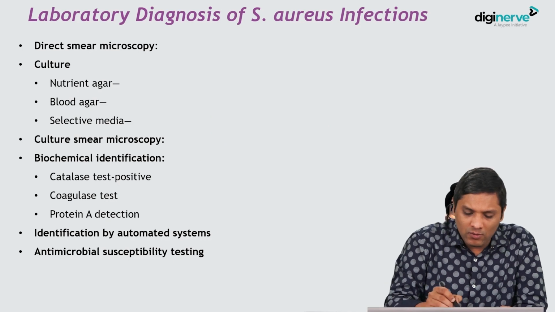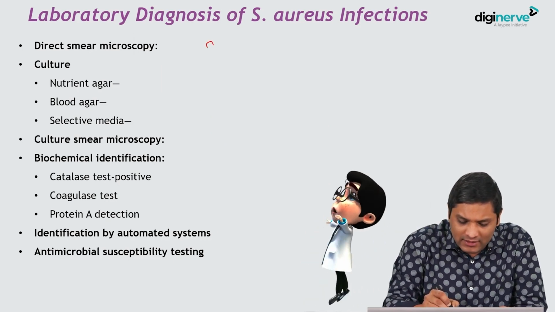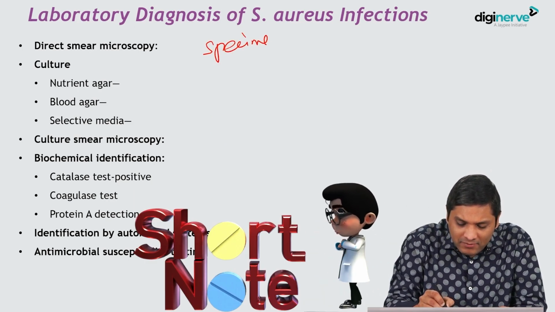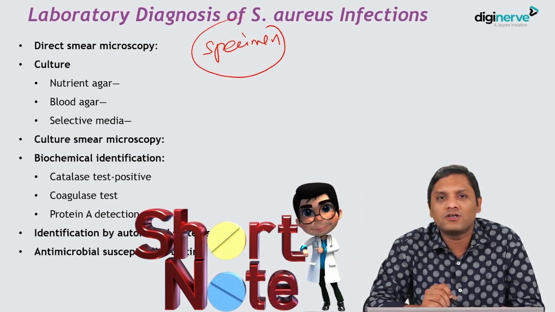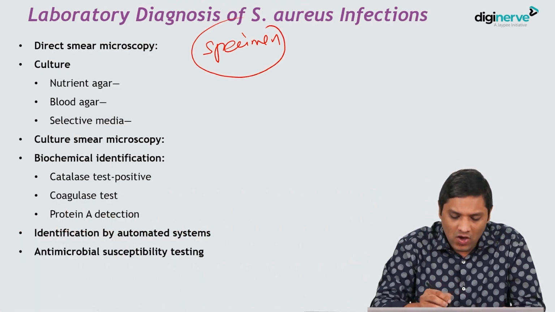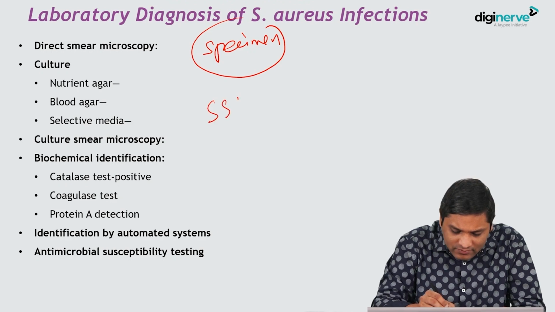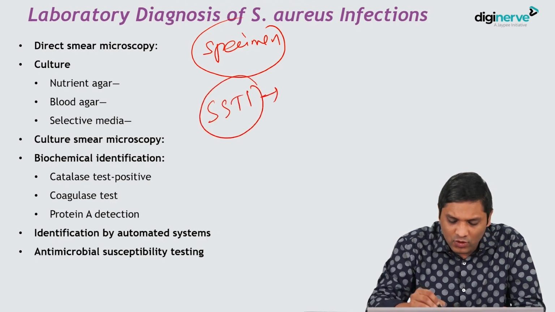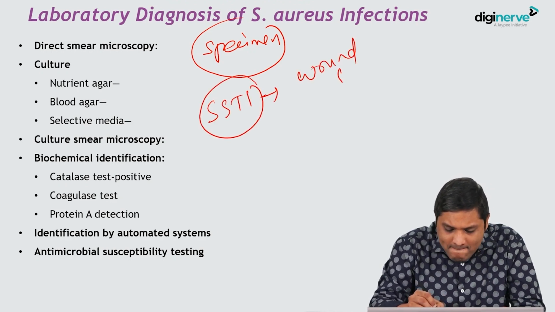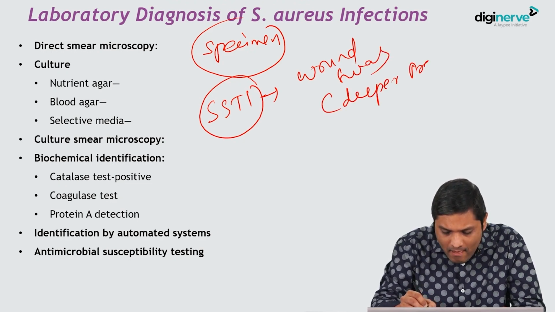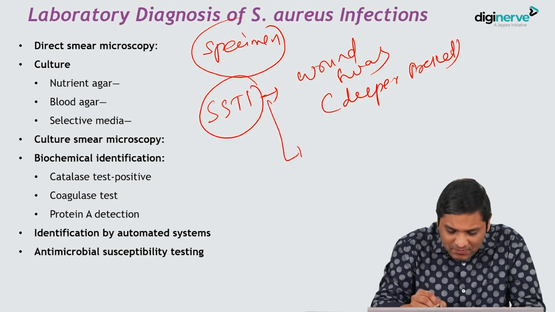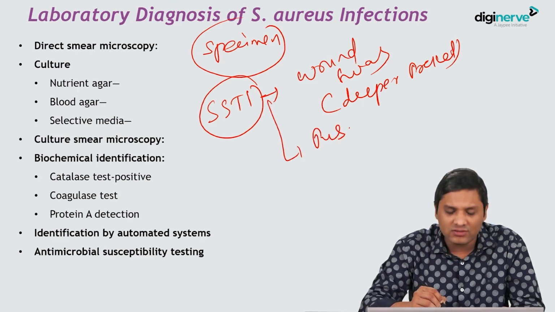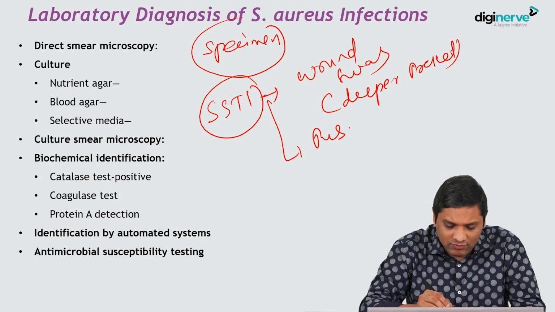Okay. So now we will move on to the laboratory diagnosis of Staphylococcus aureus infection. So first is specimen collection. The specimen collection depends upon the site of infection. For skin and soft tissue infection, you will take a wound swab from deeper pockets or even a pus specimen. Okay, so these are the appropriate specimens for skin and soft tissue infection.